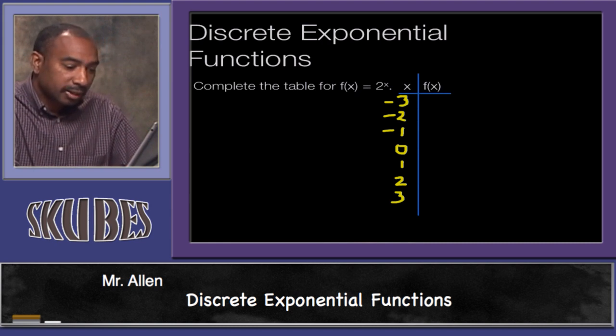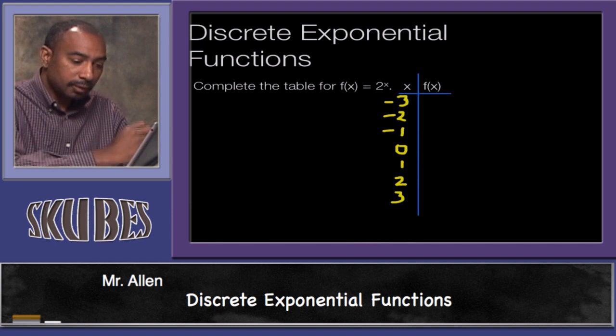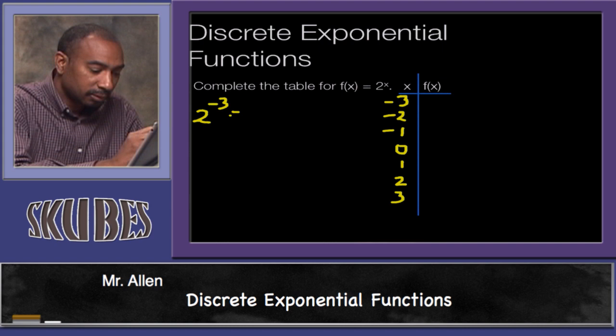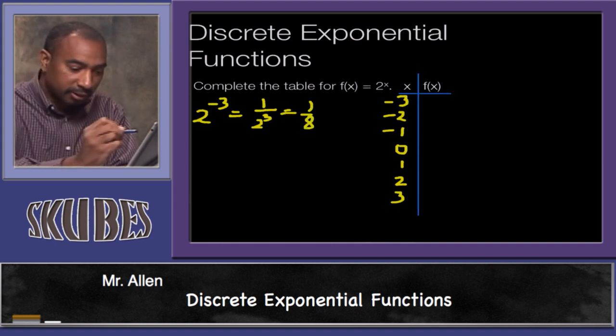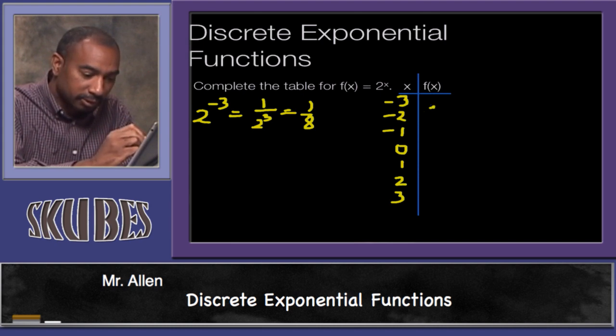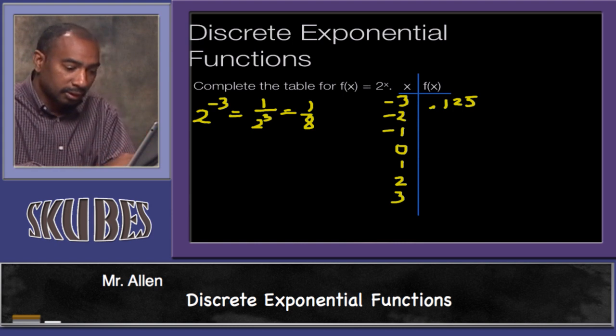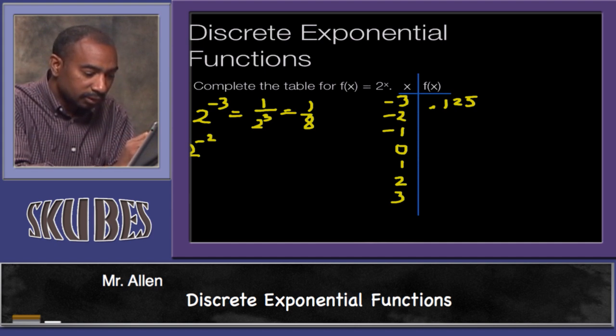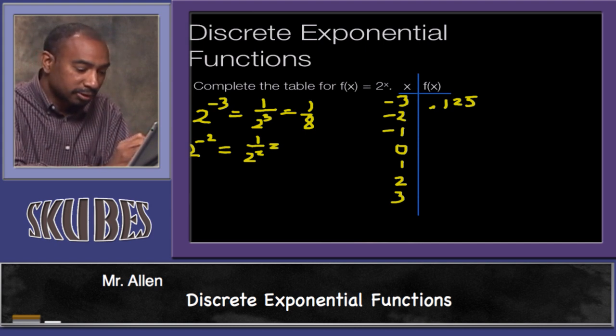All right, complete the table for f of x equals 2 to the x power. So if x is negative 3, you're going to have 2 to the negative third power, which we know is the same as 1 over 2 to the third, which is 1/8. And 1/8 is approximately 0.125. And so on. If I have 2 to the negative 2, that's 1 over 2 to the second. You got to use the rule of exponents here, which is the same as 1/4. Or I can write 0.25.